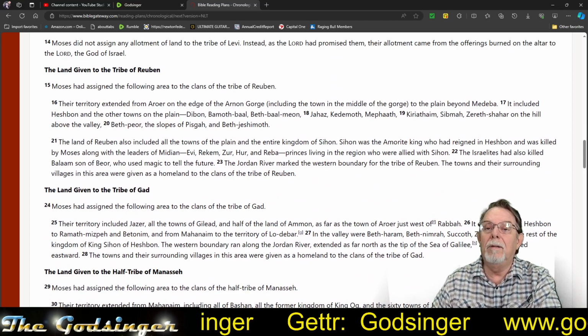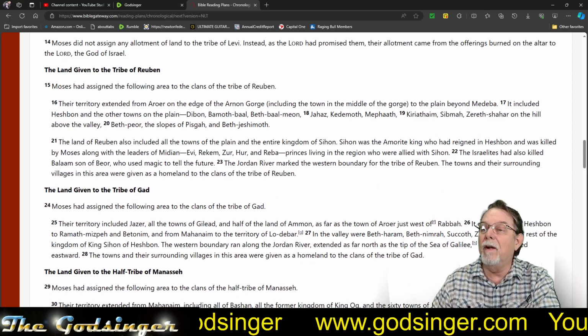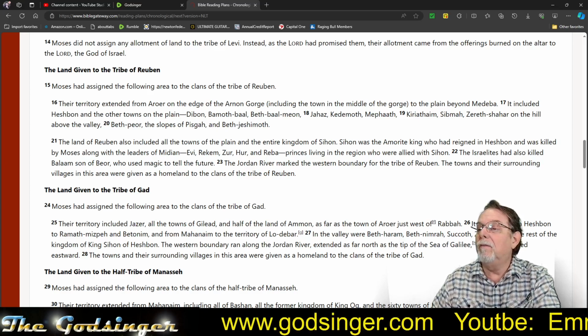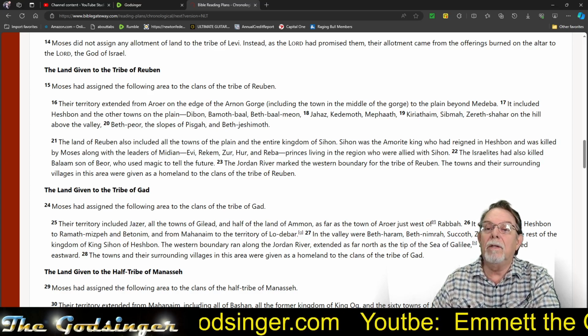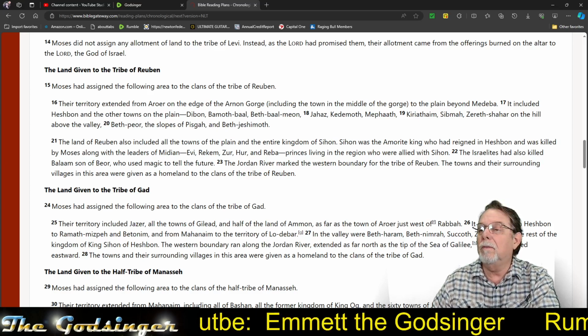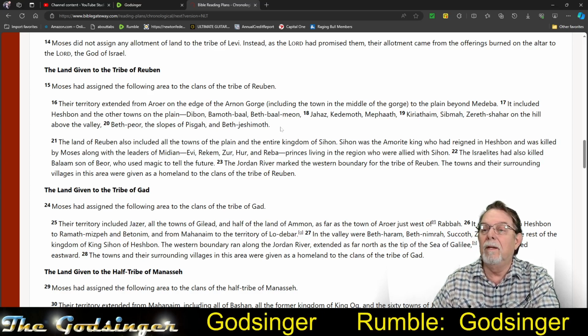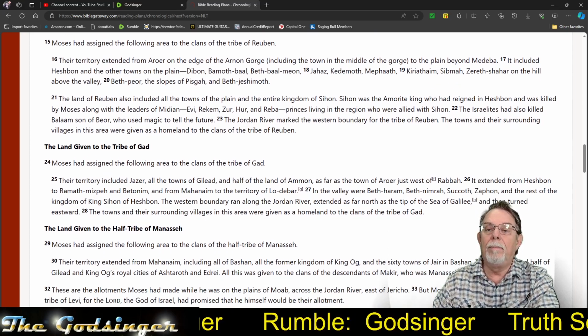Okay, Reuben. Moses had assigned the following area to the clans of the tribe of Reuben. The territory extended from Aroer, the edge of Arnon Gorge, including the middle of the gorge, to the plain beyond Medeba. It included Heshbon and other towns of the plain, Dibon, Bamoth Baal, Beth Baal Meon, Jahaz. See all these? I'm not reading those, okay? I gave them all that land.